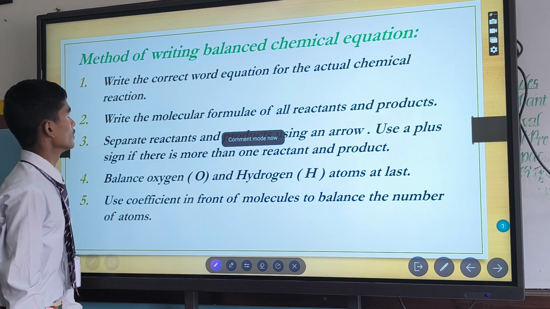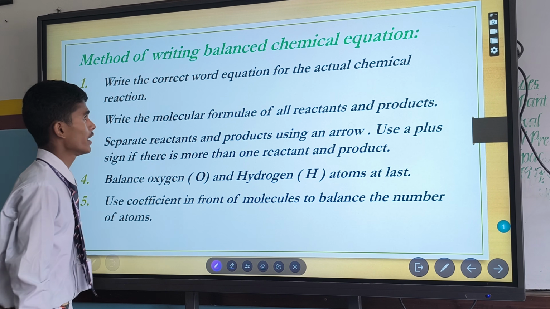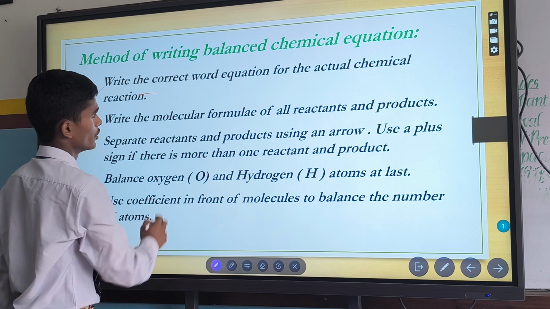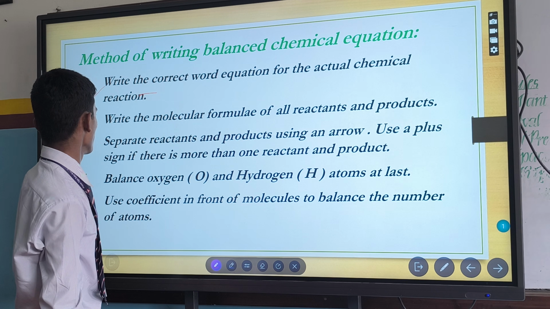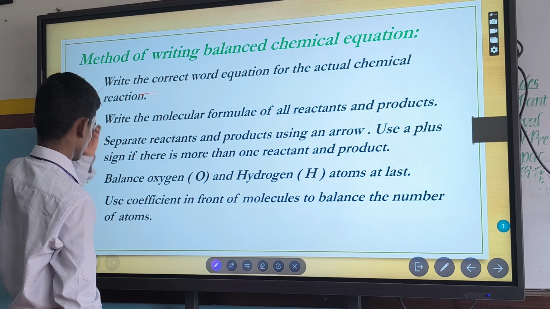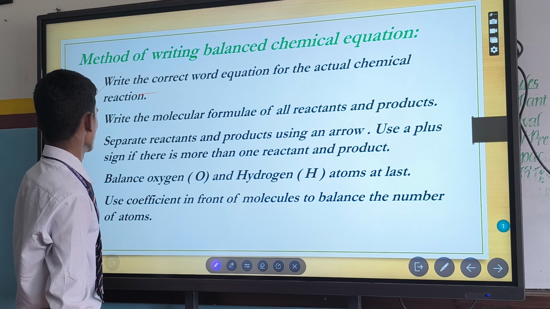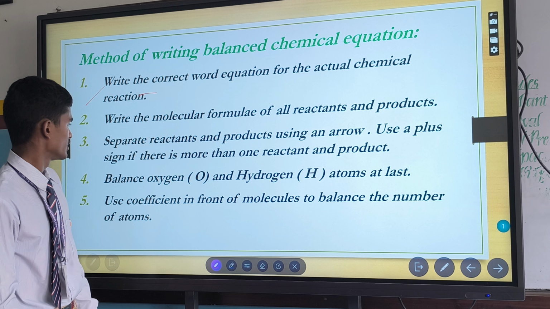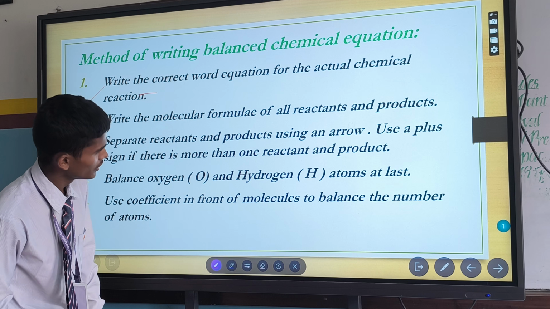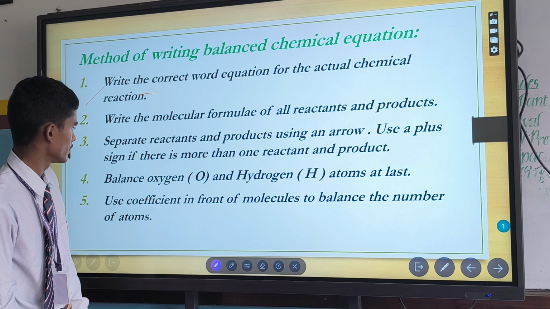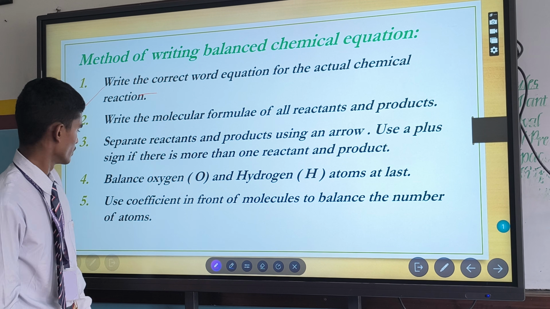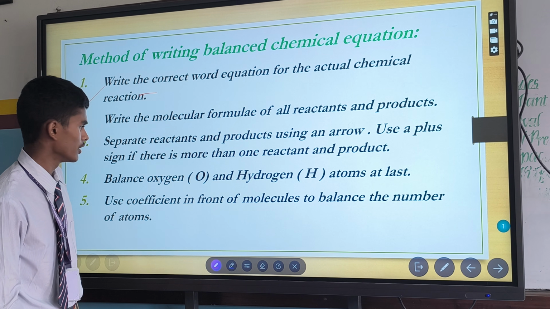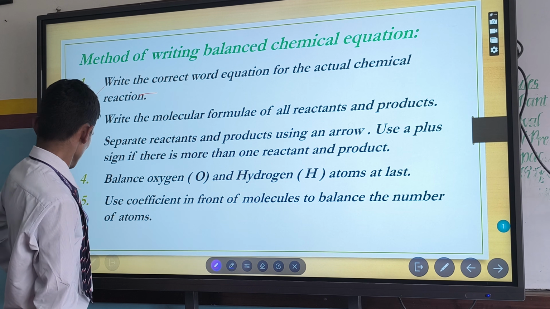So how to write the balanced equation? The methods of writing a balanced equation are: first of all, we should write the correct word equation for the actual chemical reaction. Second, write the molecular formula for reactants and products. Third, separate reactants and products using an arrow. Use a plus sign if there is more than one reactant and product. Fourth, balance oxygen and hydrogen atoms at last.